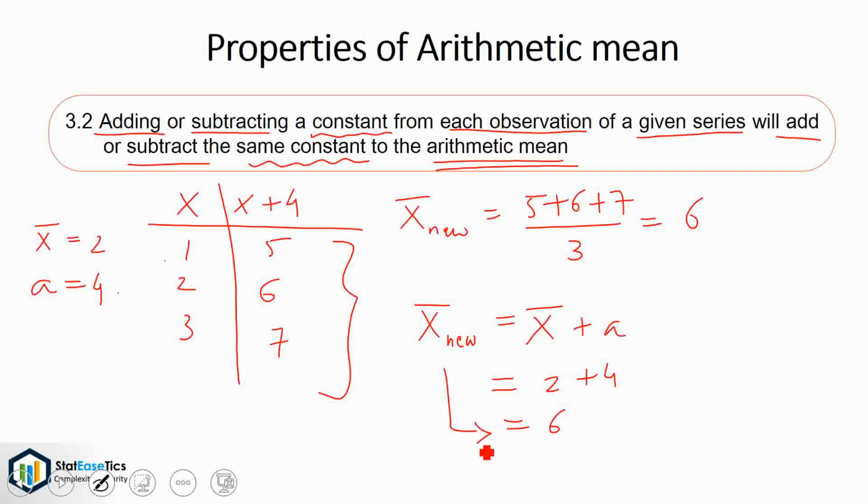Similarly, you can subtract a constant from each observation and check the results. So from this, we can say that arithmetic mean is dependent on origin. That is, adding or subtracting a constant affects arithmetic mean.